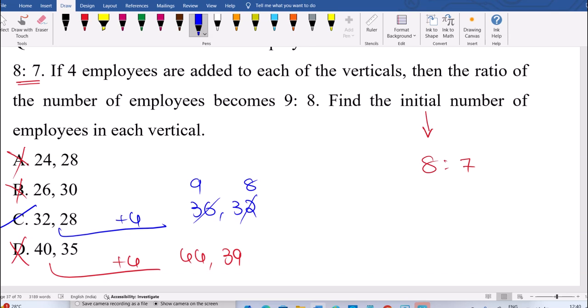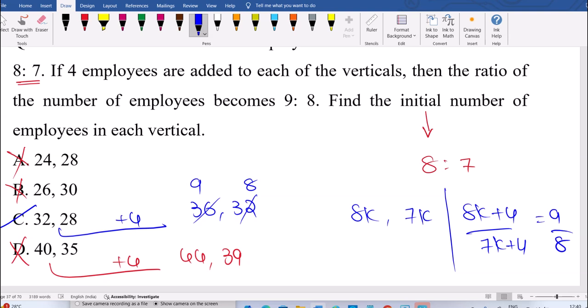You can do option verification also, or else you can do directly. You can assume 8k and 7k are the original values and they added 4 to each one. 8k plus 4 divided by 7k plus 4 must be equal to 9 by 8.